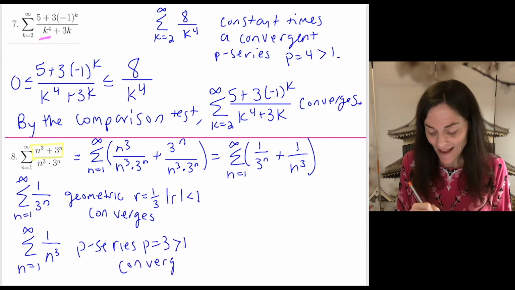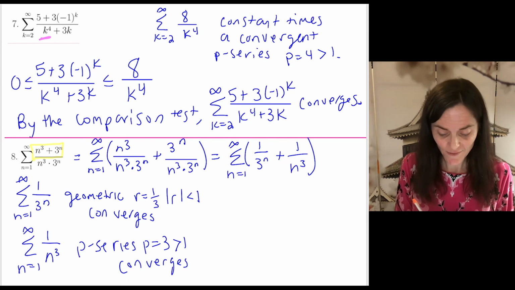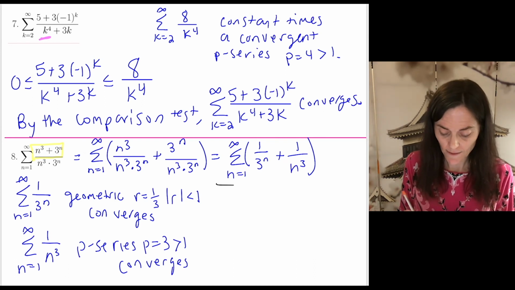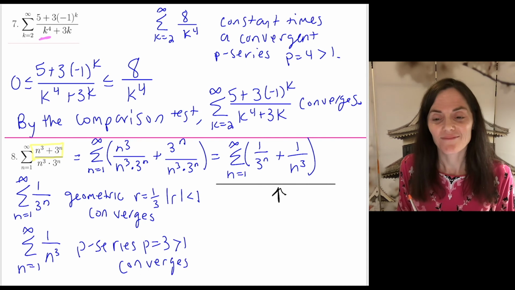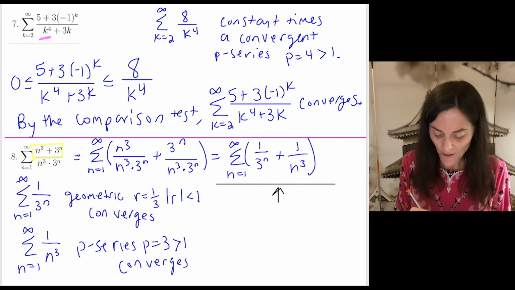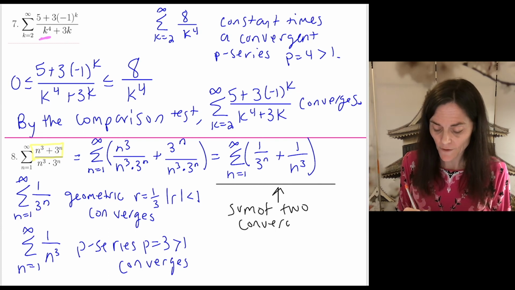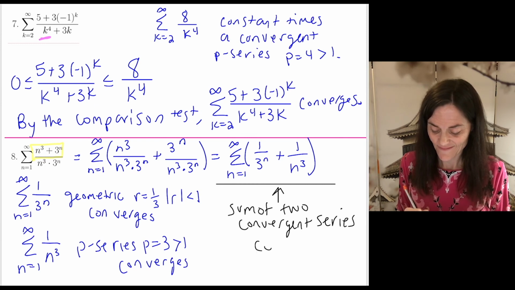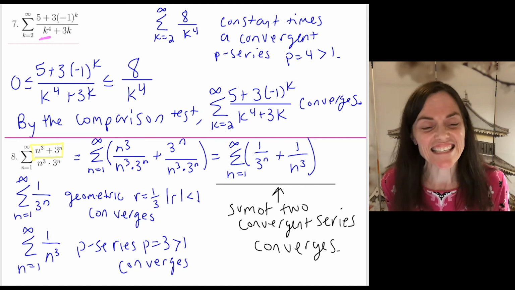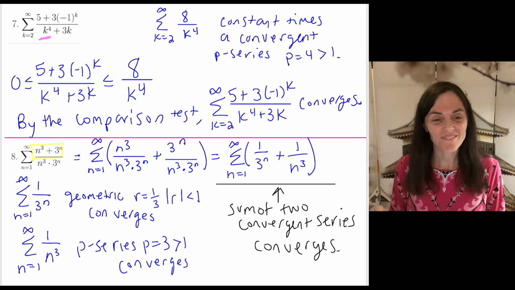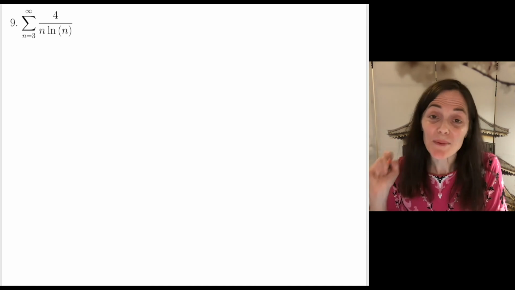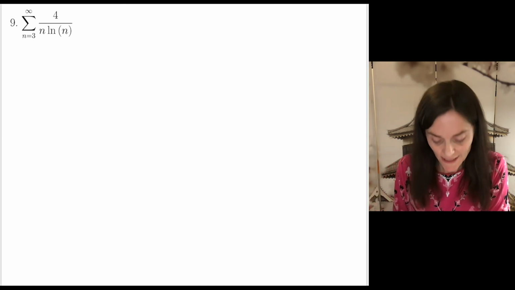Now let's go back to our original. Okay, the original is here. This is the sum of two convergent series, and therefore this converges. This is number 8. Number 9, as I mentioned, integral test.